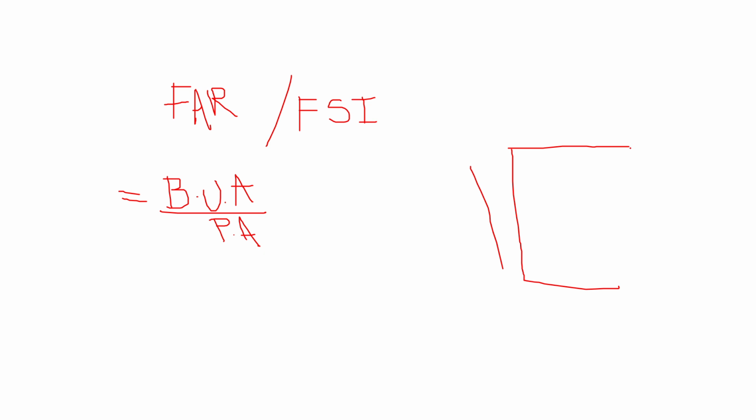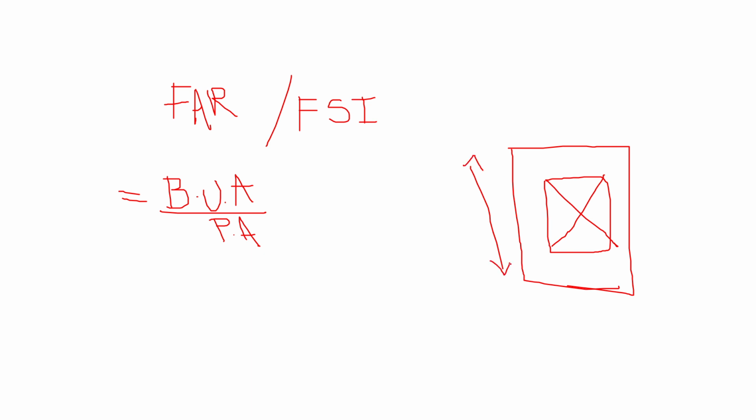Okay. So now, how do you calculate this, or what is the formula? It's basically your built-up area divided by your plot area. Okay. So let's take an example to understand how this is done. You have a particular plot on which you have a building, which is the built up area. Okay, so this is your building and this is your plot.